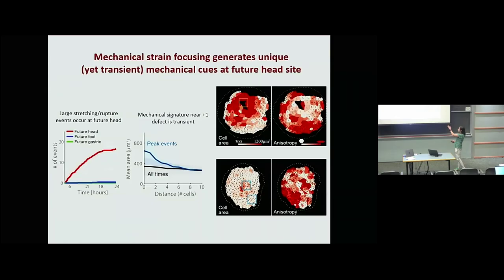But then what you can see in the plot on the right is, again, the transient nature of these events. So really this difference between the head and the future head and the future foot, but mainly between the actin foci and the rest of the tissue, is not apparent if you just average the areas over the whole regeneration process. Only if you look at these stretching events do you see the difference.